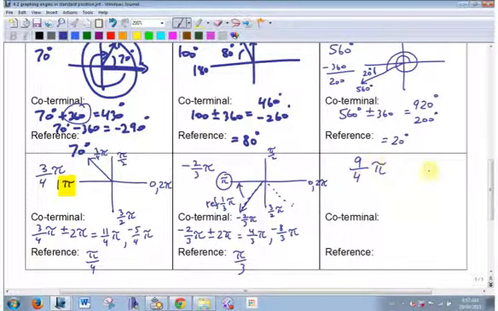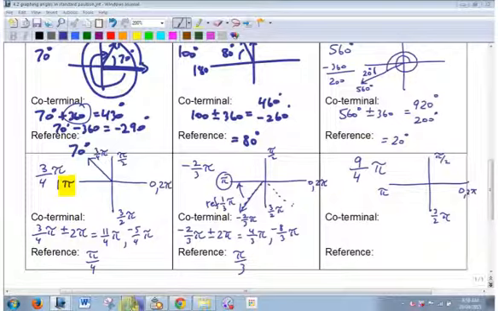9/4 pi. 0 or 2 pi. That's pi. That's pi over 2. That's 3 over 2 pi. First of all, which way do I want to go? Positive. I want to go counterclockwise. How far do I want to go? What is this?